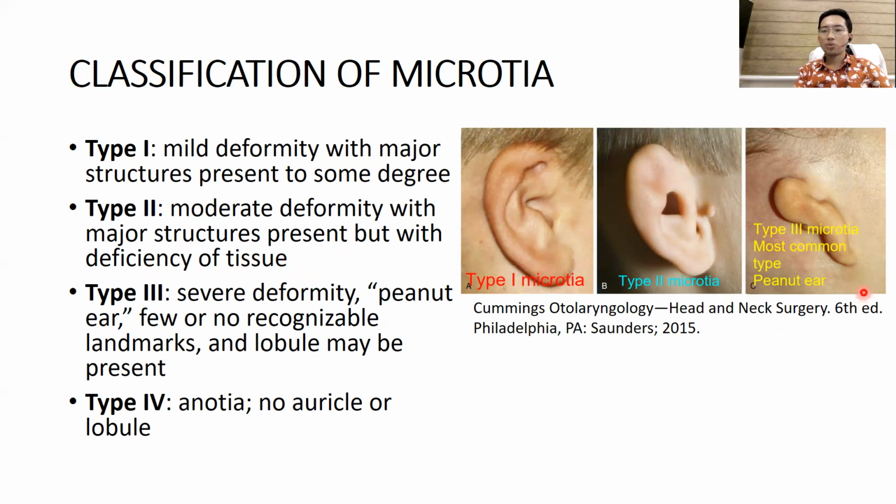Let's go to type 3. Type 3 is severe deformity. Sometimes they call it the peanut ear. They have few or no recognizable landmarks, and the lobule may be present. Remember, this is the most common, and sometimes they call it the peanut ear. Type 4 is known as anotia, meaning absence of ear tissue, no auricle or lobule.